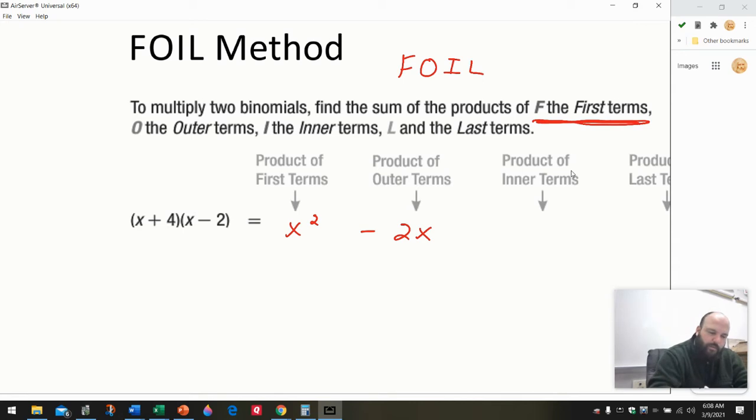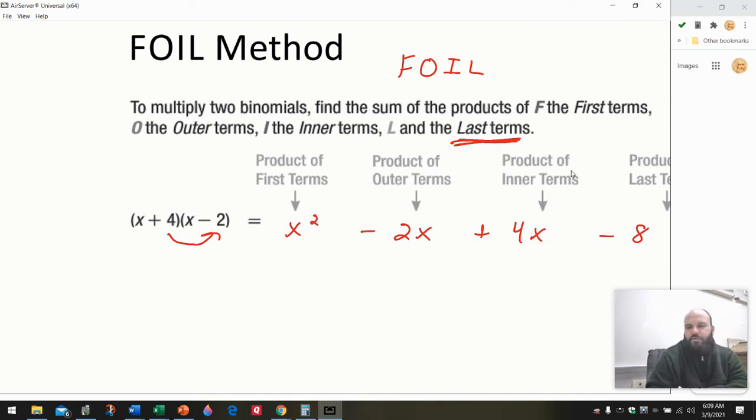So we've completed the F and the O. Now we're moving on to the I. And the I in FOIL stands for the inner terms. So we just got done multiplying the outer terms. Now we're going to multiply the inner terms, which is 4 times x, which gives me positive 4x. So F-O-I, and then the last letter is L, and the L stands for last terms. So the very last terms in both of the expressions. In this case, 4 times negative 2, which is negative 8.